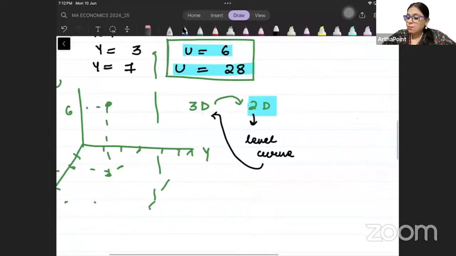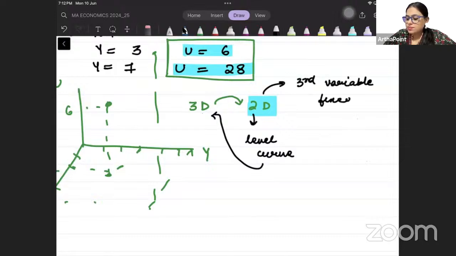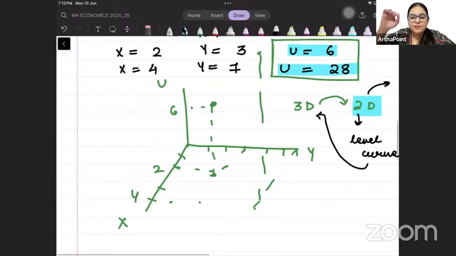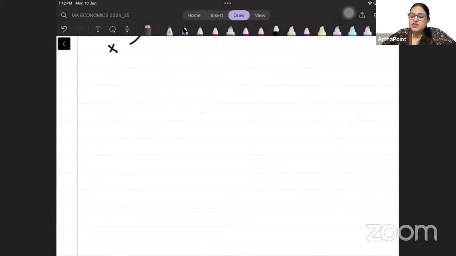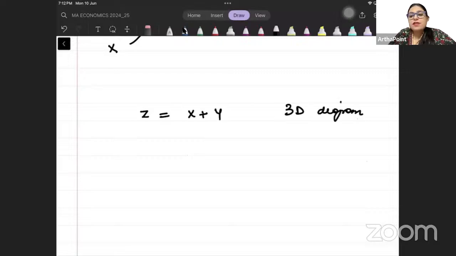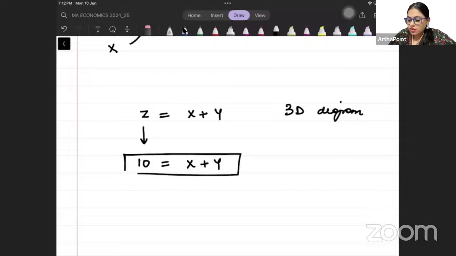And how do we get this? By keeping the third variable value fixed. When we fix the third variable at something, this question even came in CUET, that check if this is a level curve of this. So when I fix the value of something, say Z is equal to X plus Y, this is a 3D diagram. But if I fix the value of Z at some level, I will say Z is 10, and I will say 10 is equal to X plus Y.